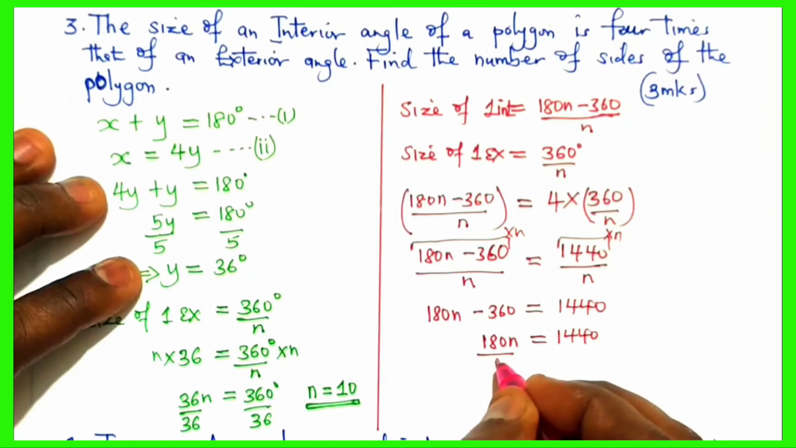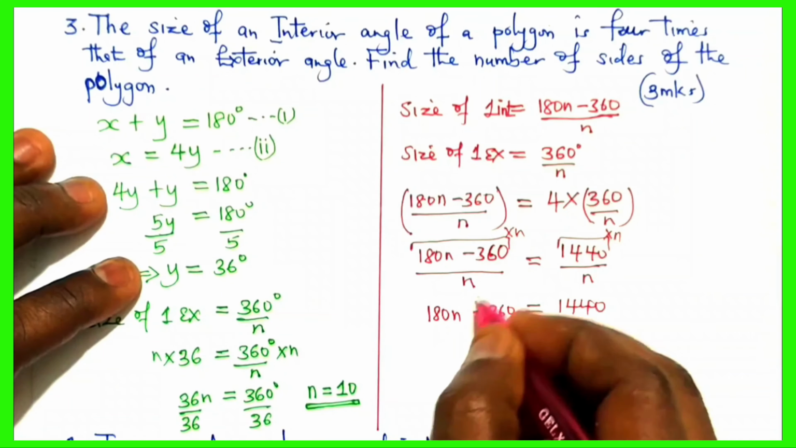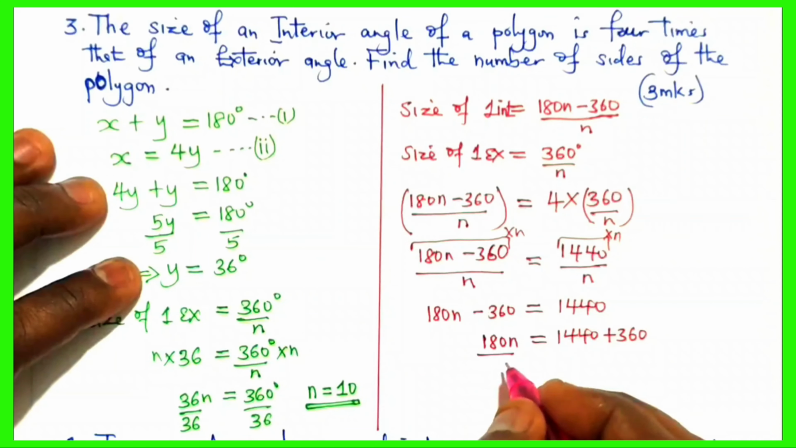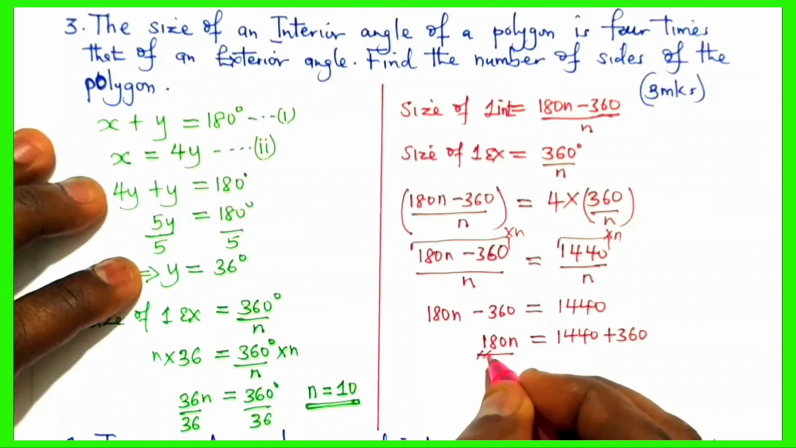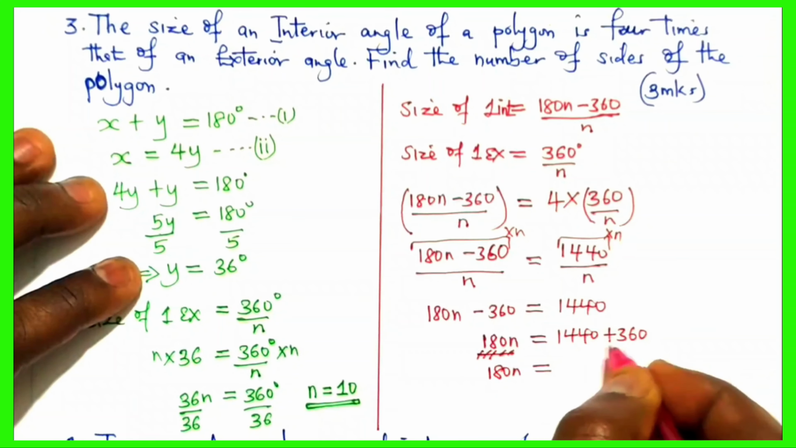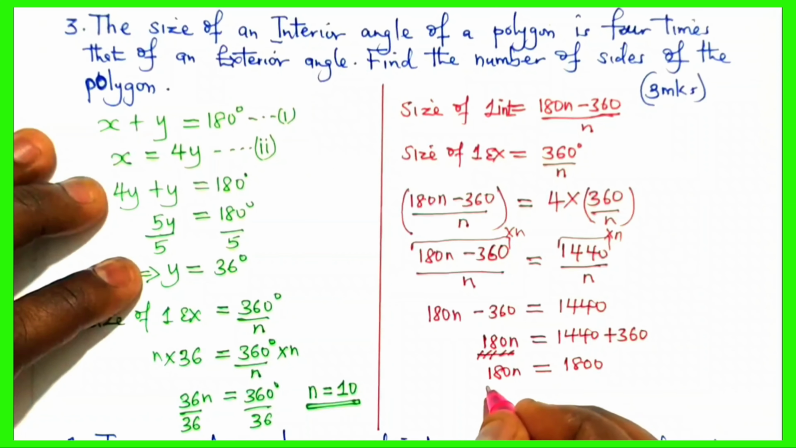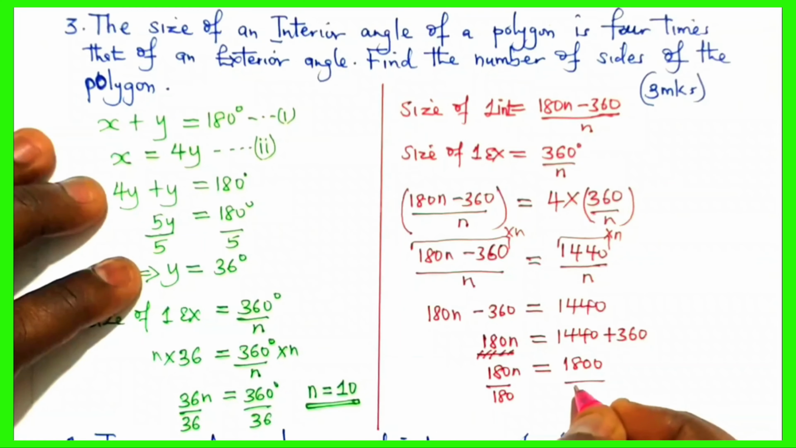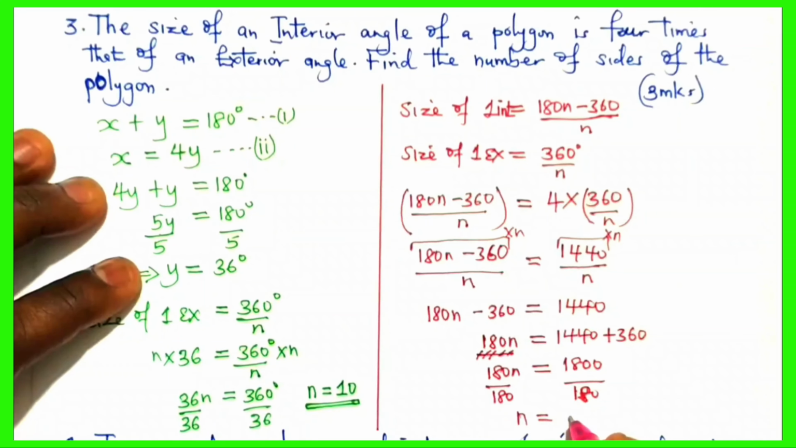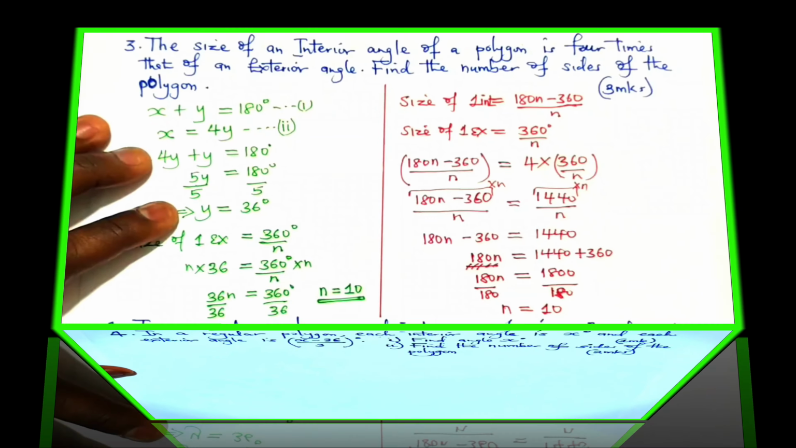And therefore, we put like terms together. We are putting like terms together. We add 360 because it is moving to the other side of the equal sign. So we end up having 180n to be equal to the sum of these two numbers, which is 1800. And therefore, when you divide both sides by 180, you're going to get the value of n to be equal to 10. So these two methods can work.